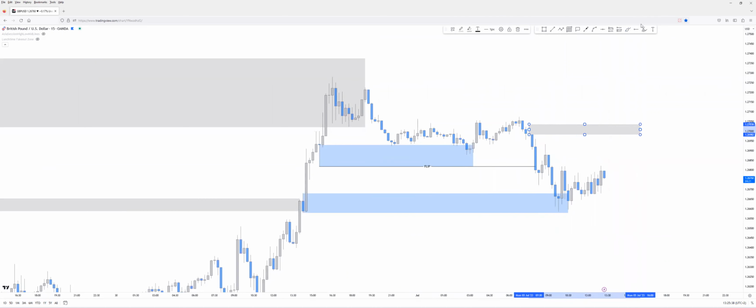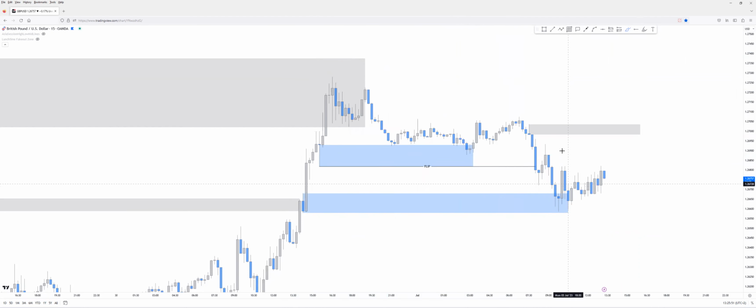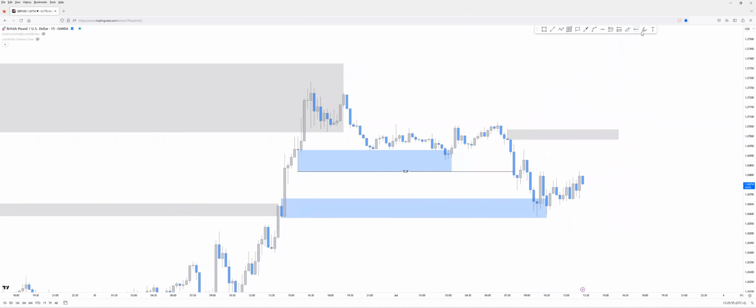Basically the 15-minute change of character has happened here, right? So the shorts are valid now because after a 4-hour zone mitigation, we need a 15-minute change of character at least in order to trade. So the 15-minute change of character has happened, which means this is a valuable zone which we can use to trade. But on the other hand, price reacted on this demand, which means that shorts and longs are also valid. All of the shorts, all of the longs are valid.